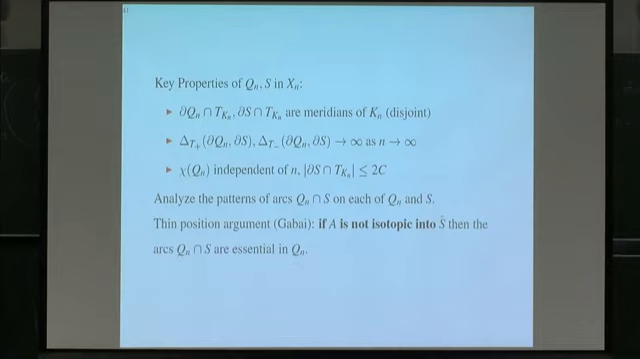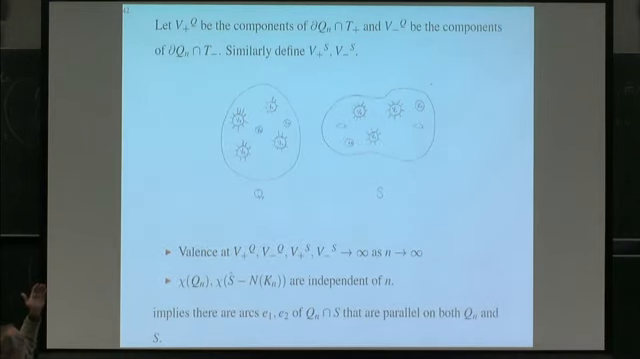So that's where the first trivial case could pop up. We're going to assume that it's not isotopic into the Heegaard surface, and then the intersection of these two surfaces are essential arcs. So we have this picture.